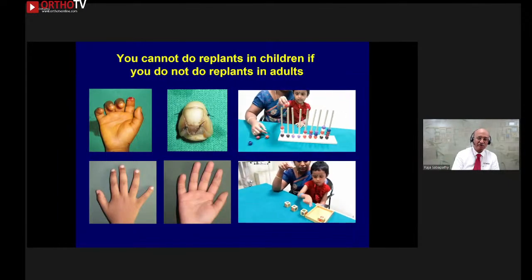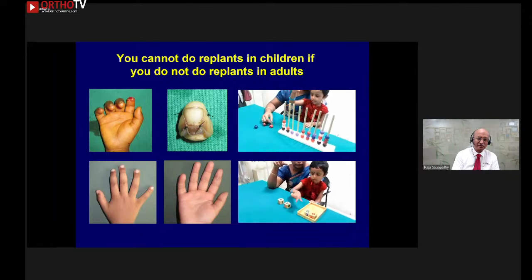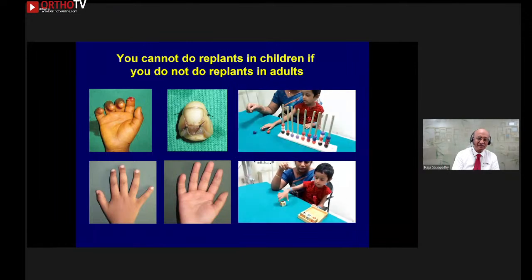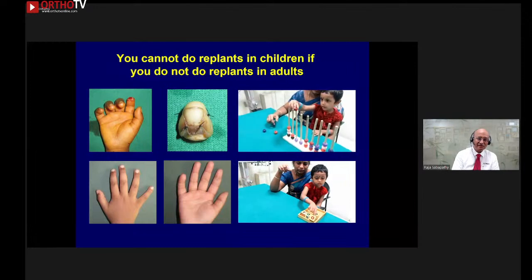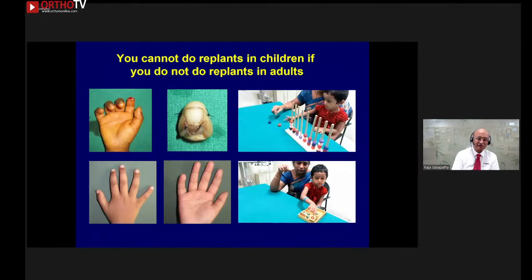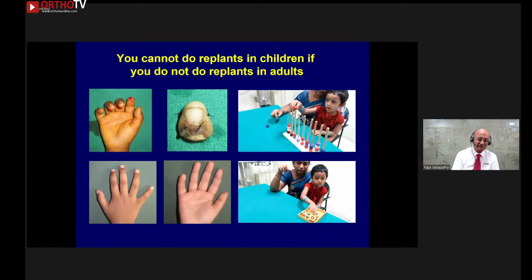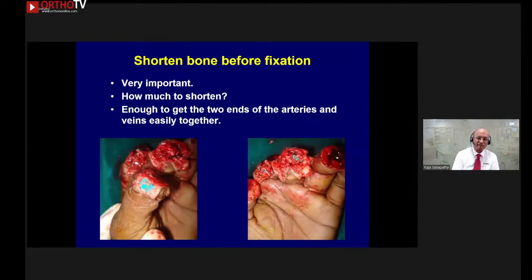And this is very important: you do the tips in adults, because only then can you do it in children. And I keep telling people that you can't do replants in children if you don't replant adults. On the same token, do you do a single finger replant? I tell them that you can't do multiple finger replants if you don't do single finger replants. So because of that, we replant everything that comes our way. If it is technically possible, we go ahead and replant.